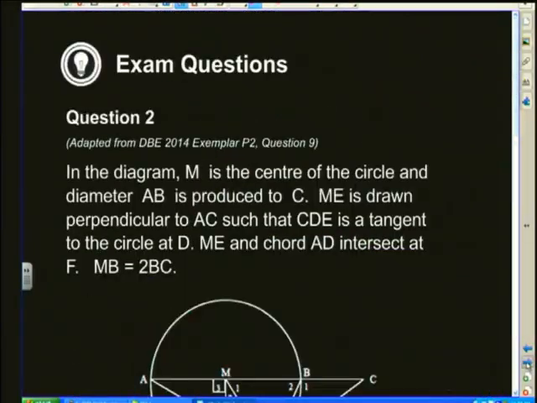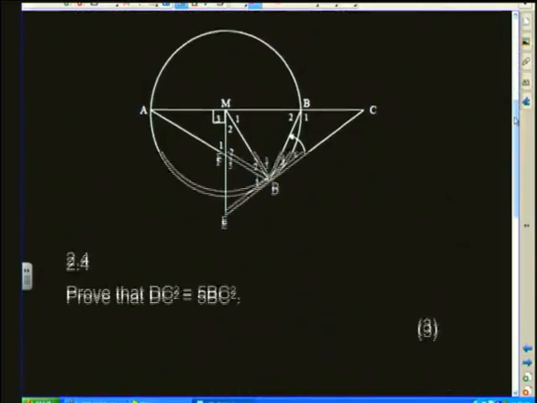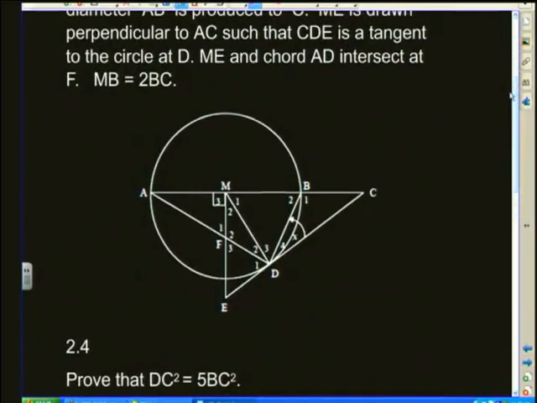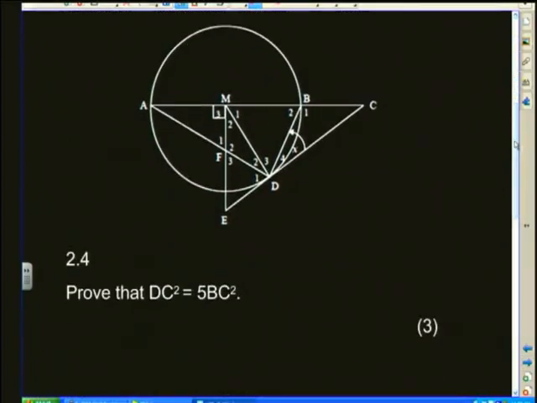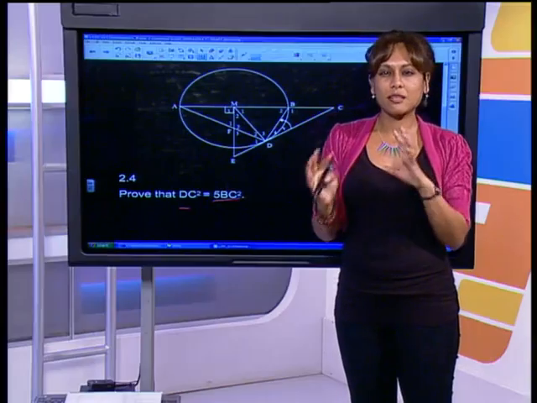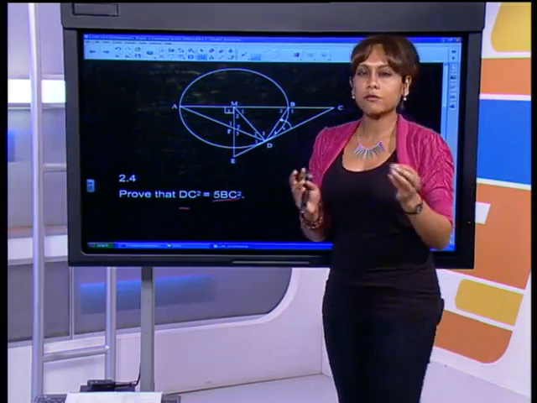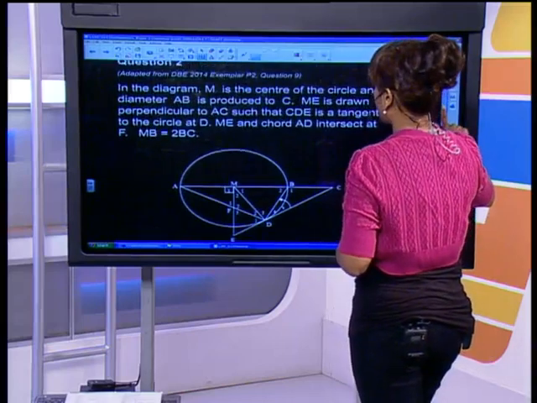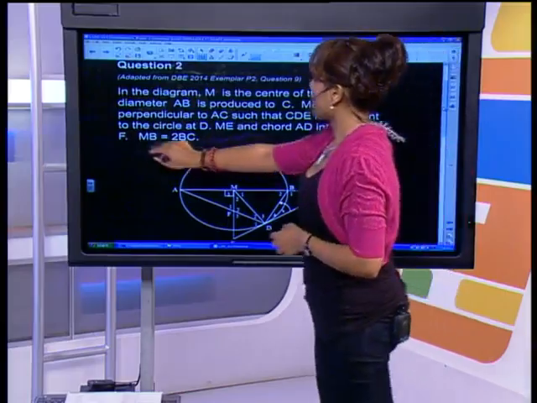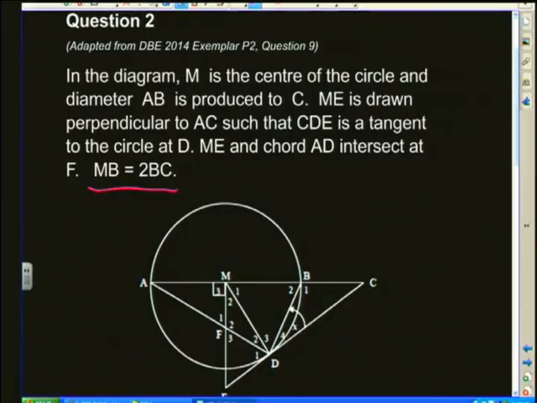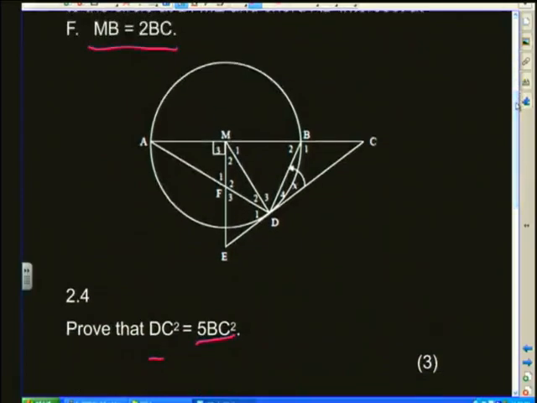I'm going to move swiftly on to question 2.4 because there is quite a bit to still get through. Question 2.4 states that you need to prove that DC squared is equal to 5 times BC squared. And this is the nice thing about geometry. If they give you information, you're going to end up using it somewhere. You've just got to figure out where. So what information are we going to use here? Something we haven't used as yet, the last bit of information. They told you that MB, which is a radius, is equal to twice the length of BC.